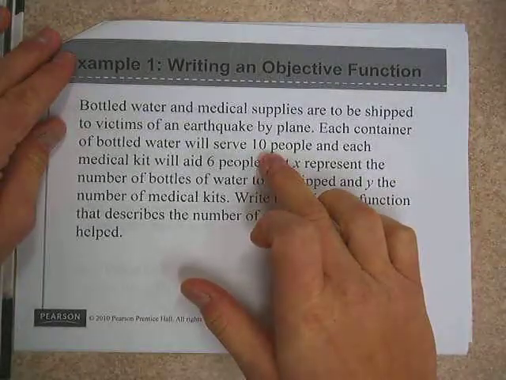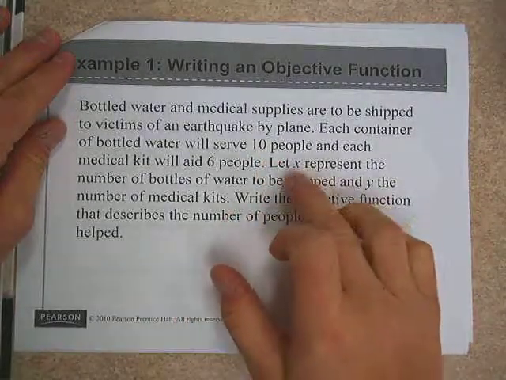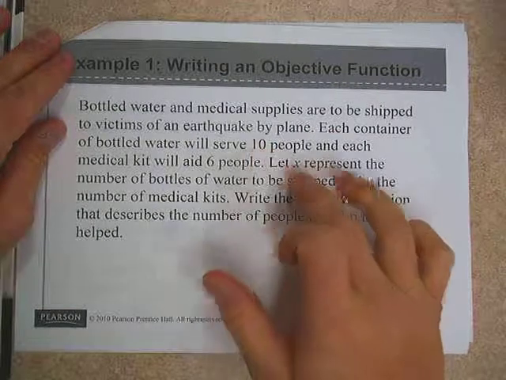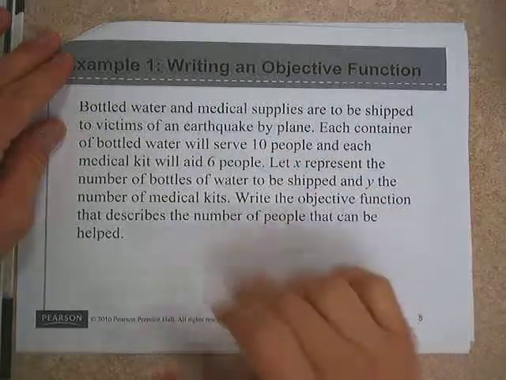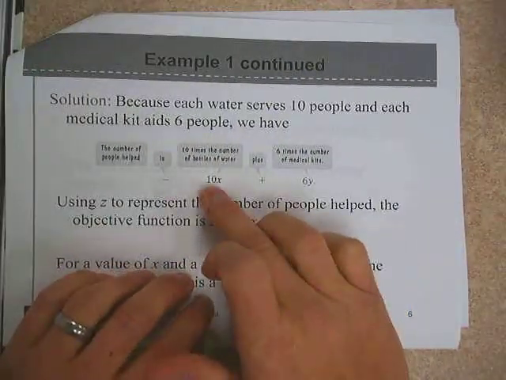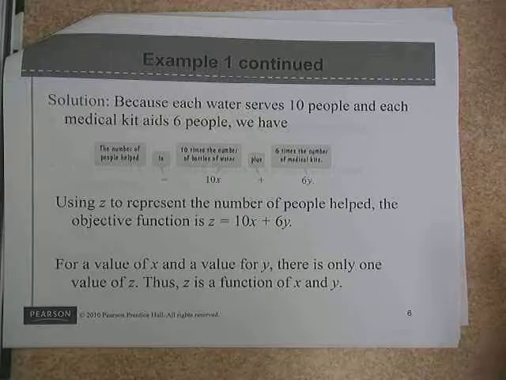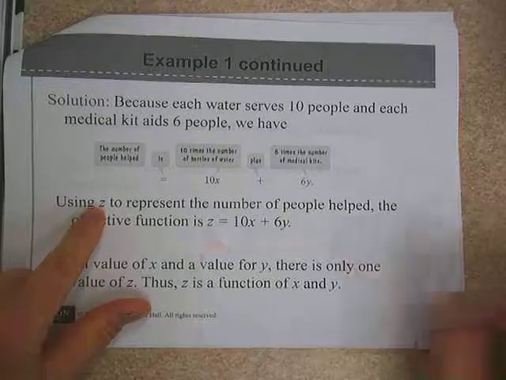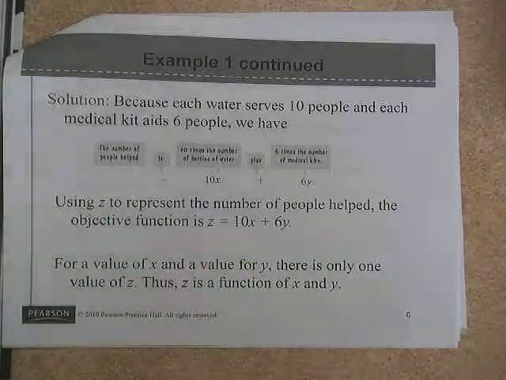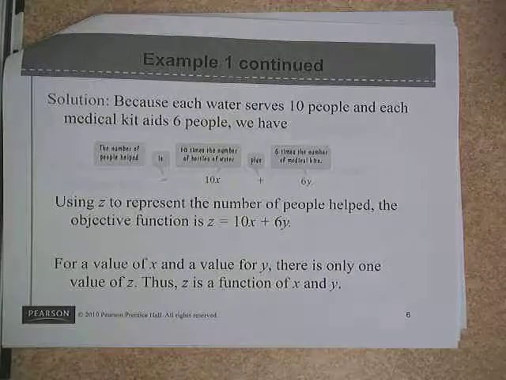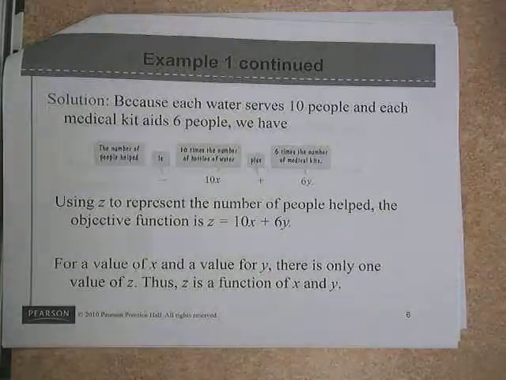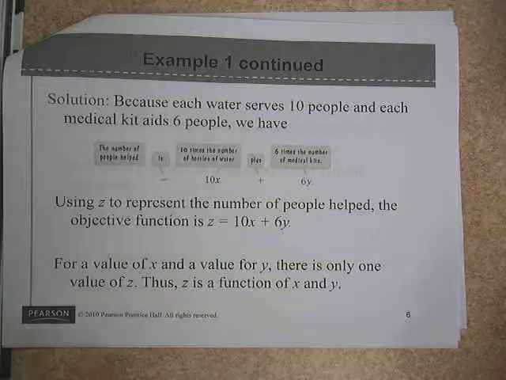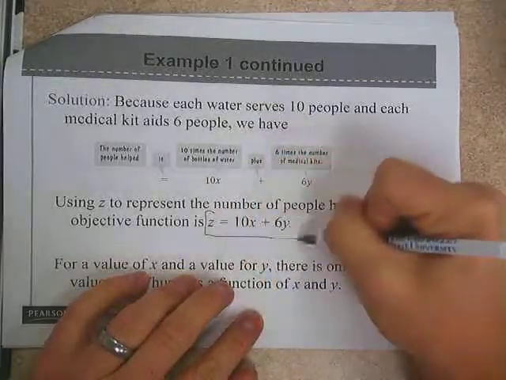Ultimately, 10 people can be helped by each of the containers of bottled water that we bring, so 10x would be the number of people that can be helped by those. 6 times y is the number of people that can be helped by the medical kits. The total number of people that can be helped would be the addition of those two. We don't know how many people can be helped overall. That's what we're going to try to determine. So we let that equal some other variable. They chose z in this case. You don't have to use z if you don't want to. You can use whatever letter you choose, like P for people. But ultimately this is our objective function.